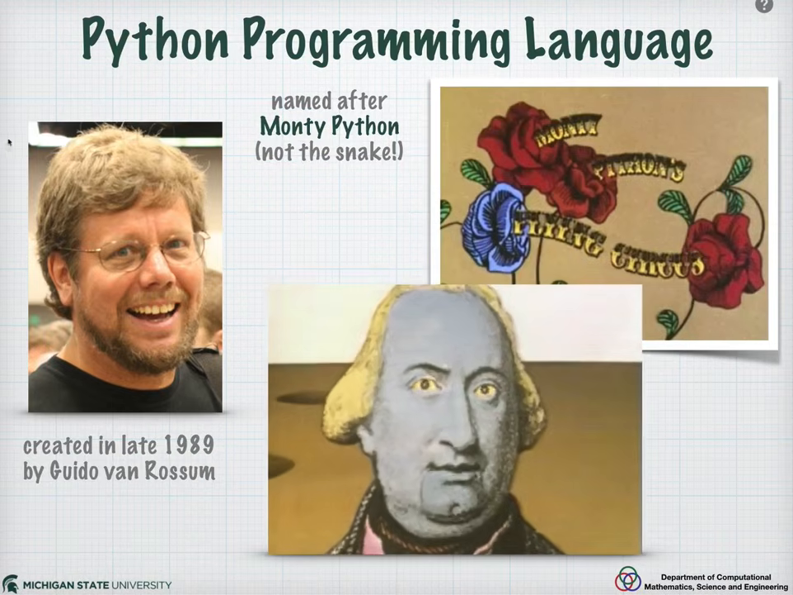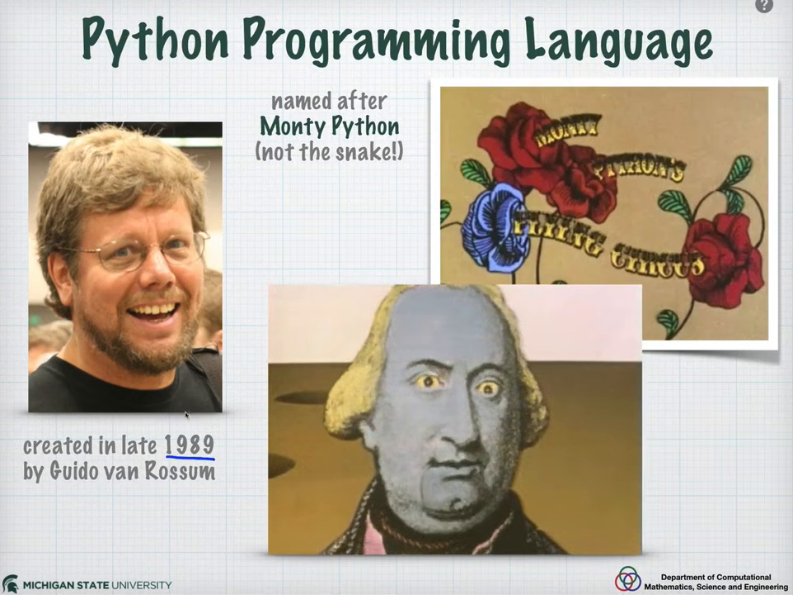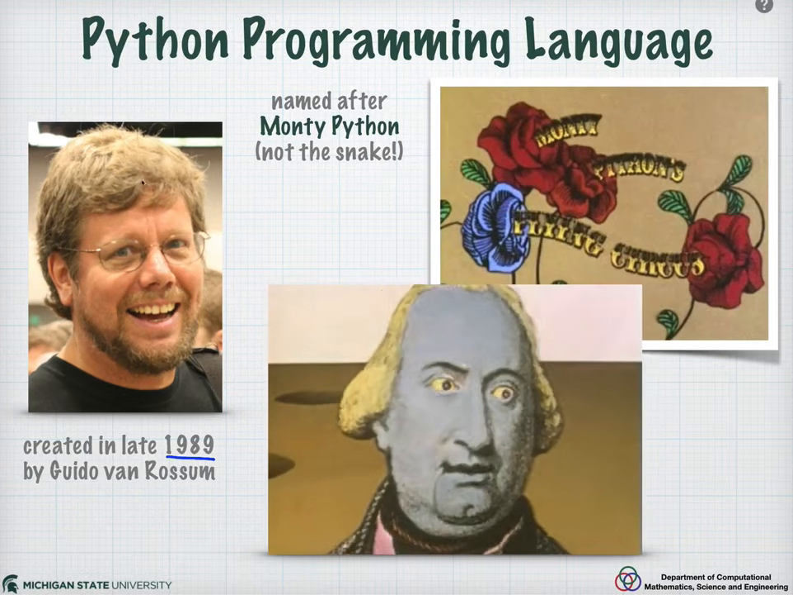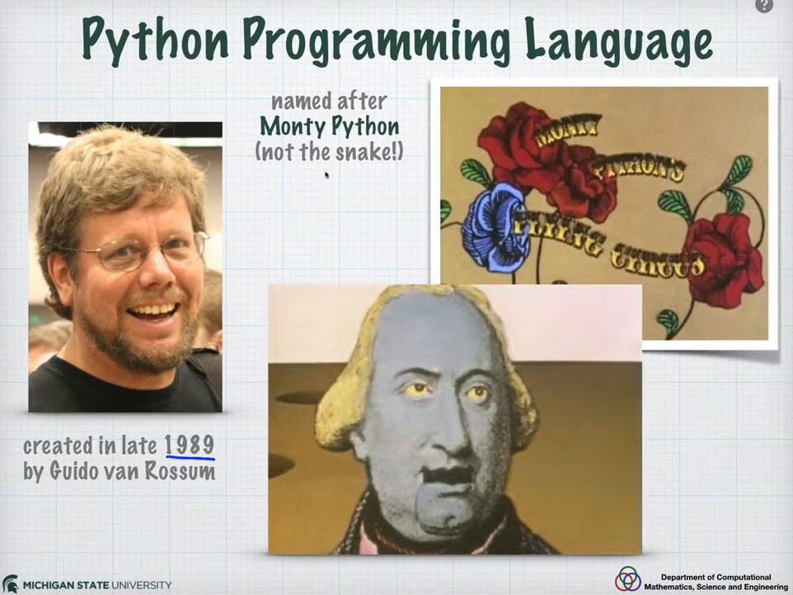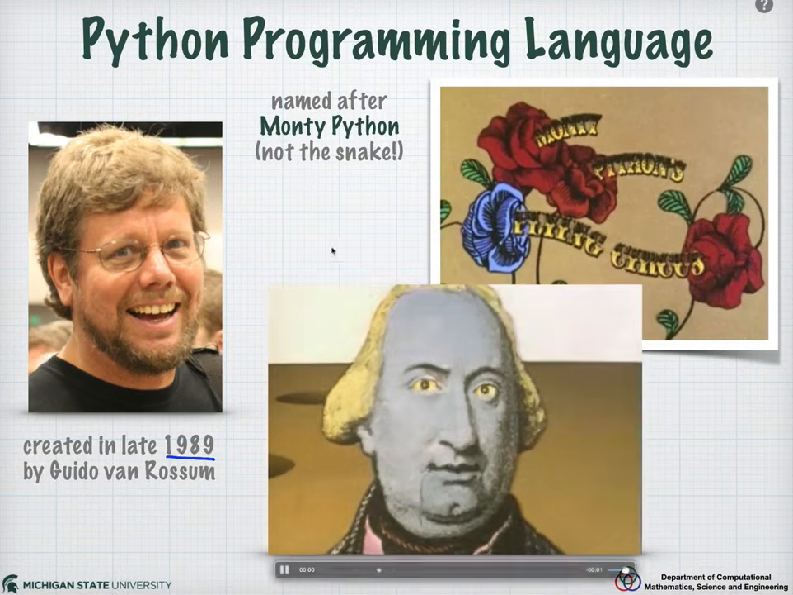Okay, now let's move to Python, the language we're going to be programming in. Just a little history. It was created in the late 1980s, December actually of 1989 by Guido van Rossum. This is what it looks like. And it was named after one of his favorite shows, which is Monty Python, which I show here. Not the Python snake, but actually the British comedy routine.